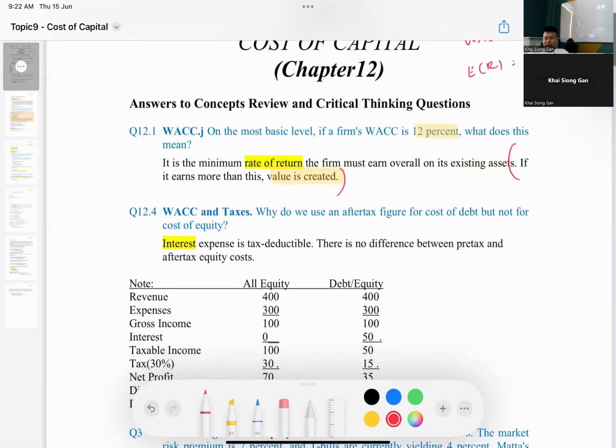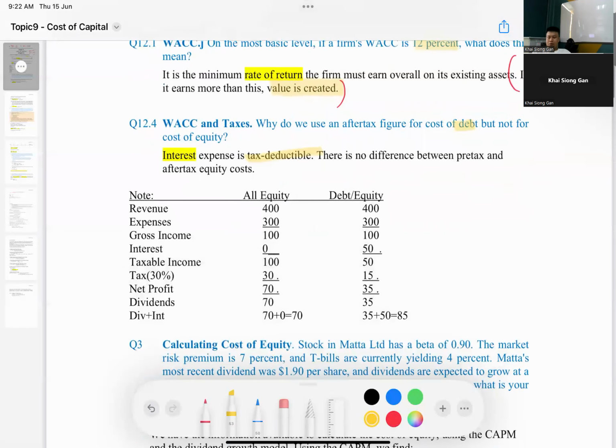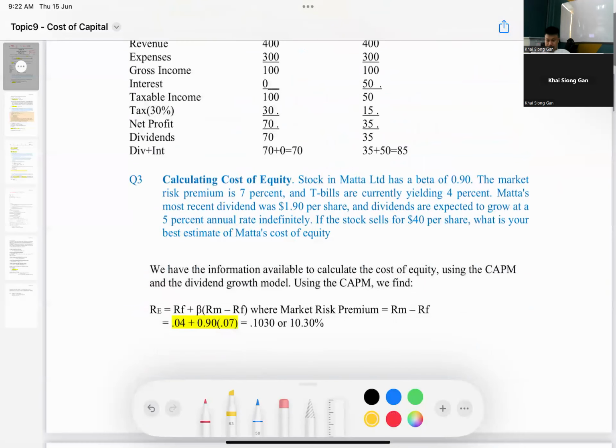Why do we use an after-tax figure for cost of debt, but not for cost of equity? Because debt is tax deductible. When we talk about debt, there's interest, and interest is tax deductible. But there is no tax deduction for equity. This is one sample answer, but basically the answer is about tax deductibility only. Okay, next question.